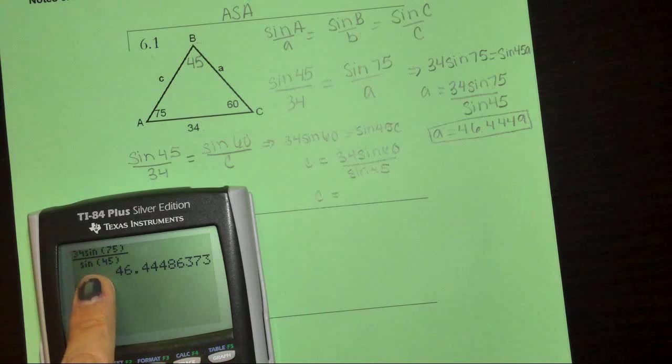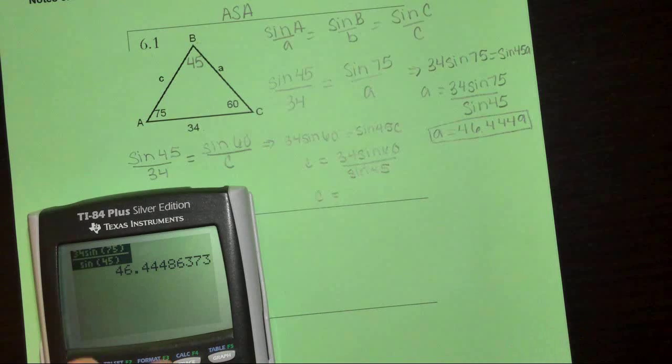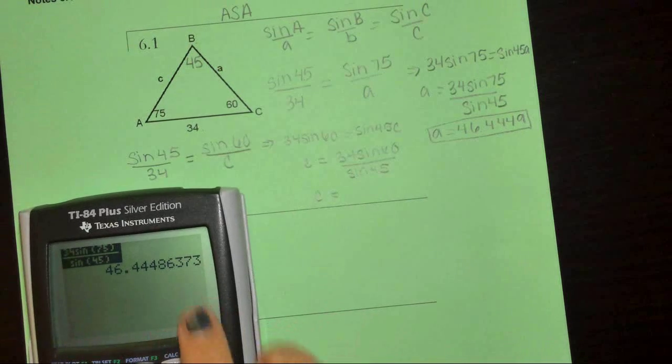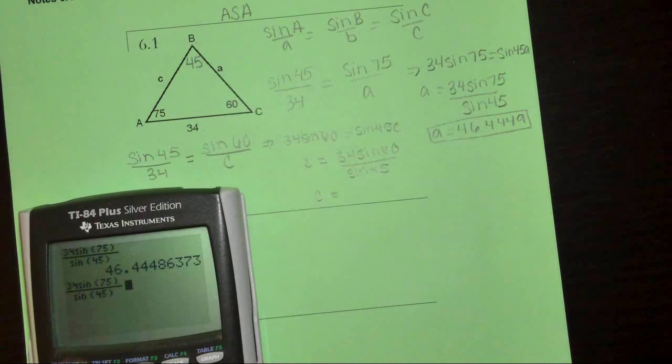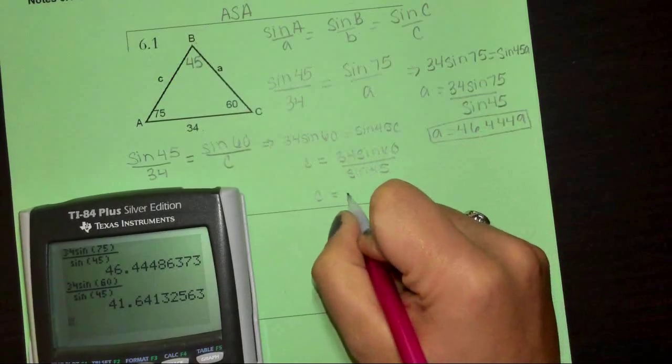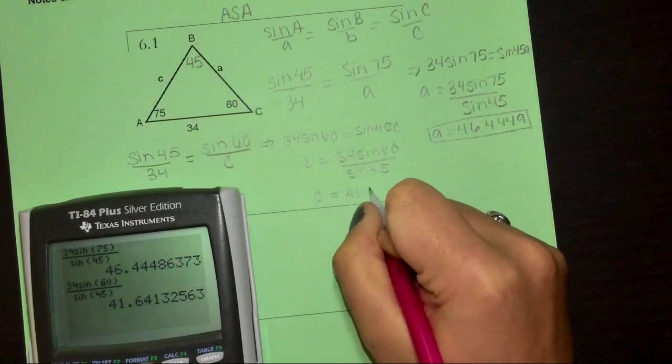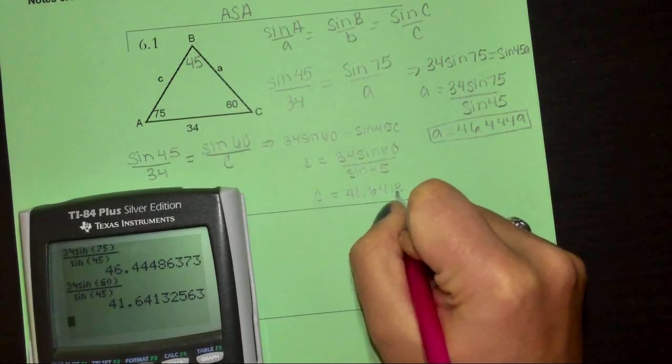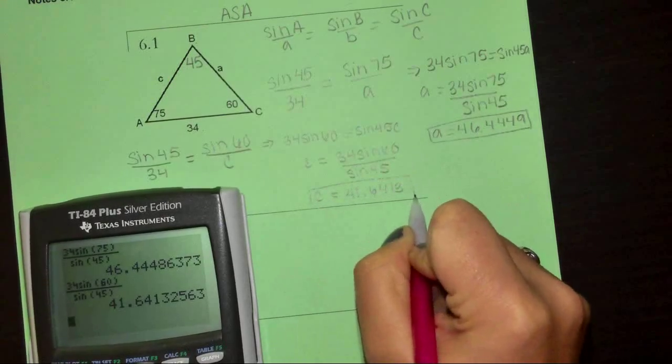Now if you see the last one that we just did, if you have your upgraded software in your program, you can just click on that, and all I need to do is change that to say 34 sine of 60 over the sine of 45. So C is 41.6413 rounded to 4 decimal places.